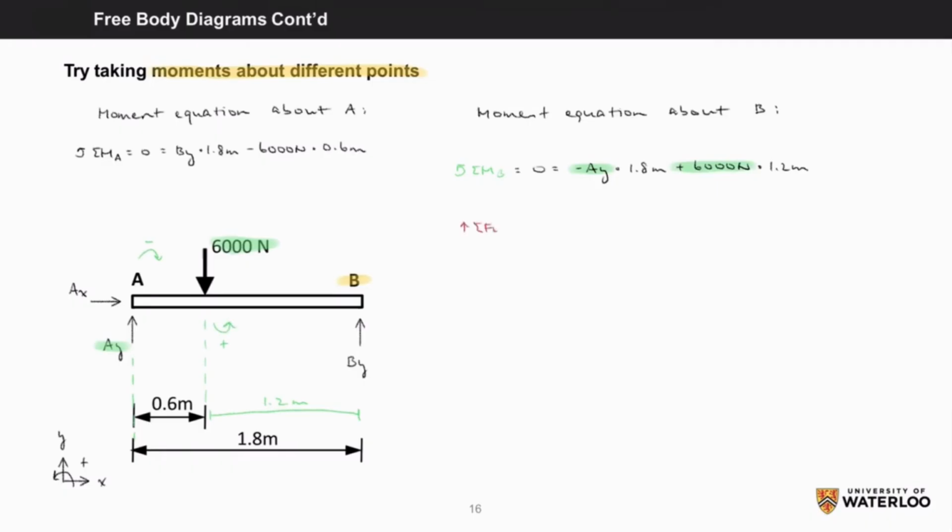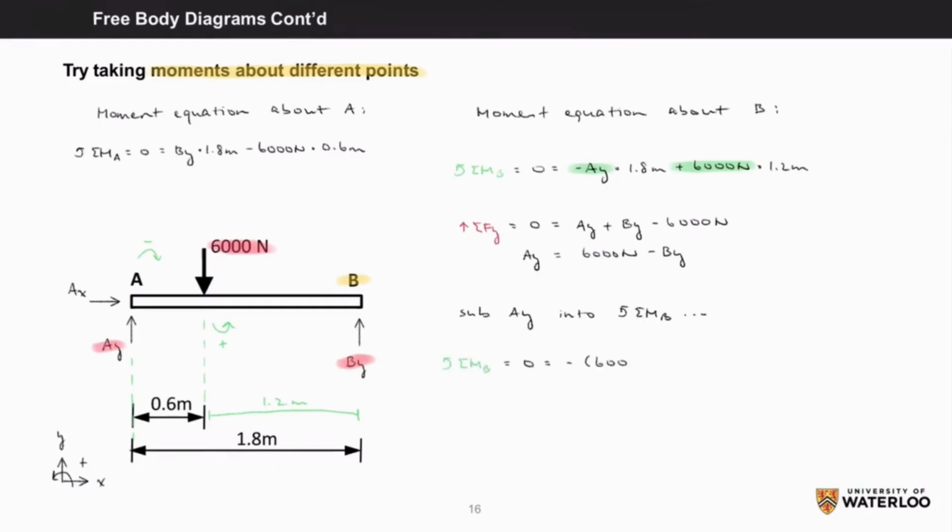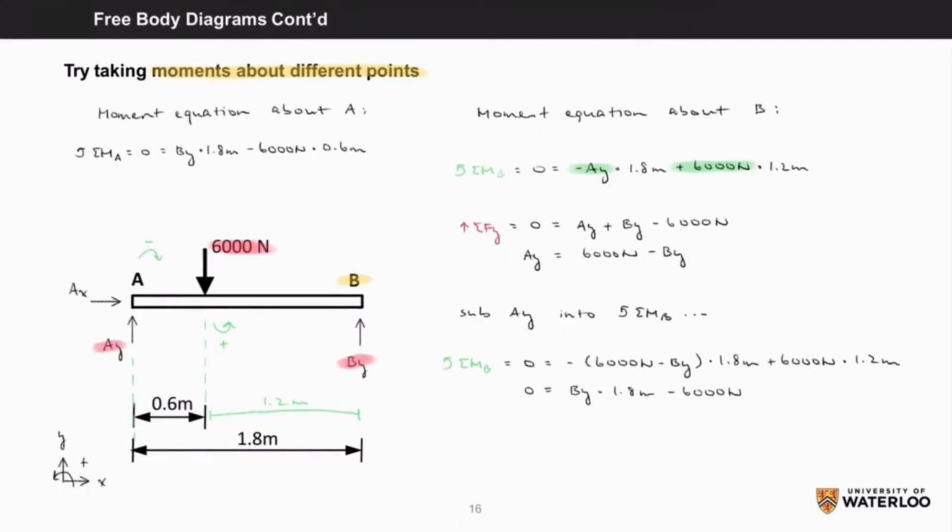For the beam to be in equilibrium in the vertical direction, the sum of forces Ay plus By minus 6,000 newtons must equal 0. If we rearrange this equation for Ay, we can then substitute 6,000 newtons minus By back into the moment equation about B. After simplifying the moment equation, we will get 0 equals By times 1.8 meters minus 6,000 newtons times 0.6 meters.